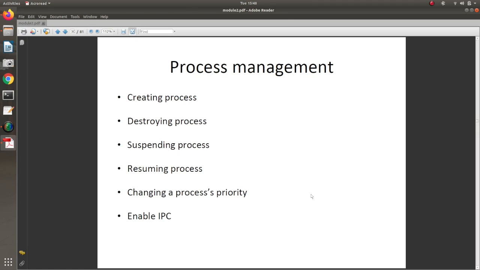Now the next topic that we have is process management, that is, what are the actions that can take place on a process. We'll discuss this in the next video.